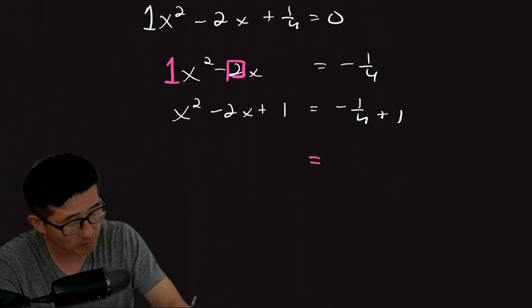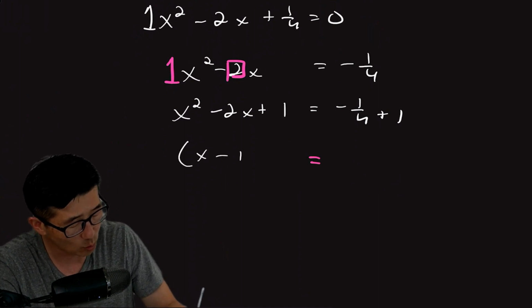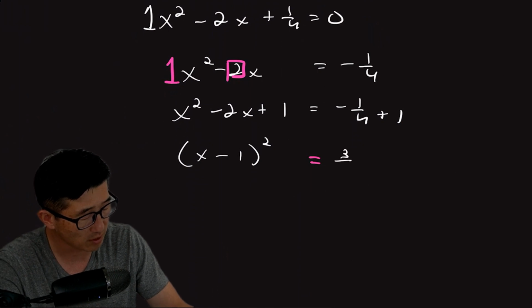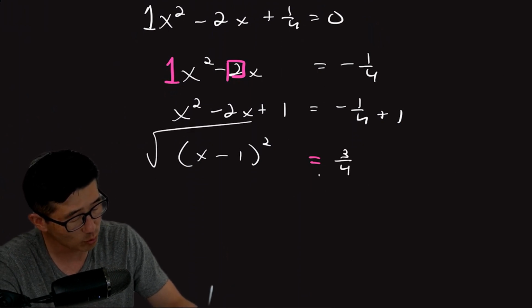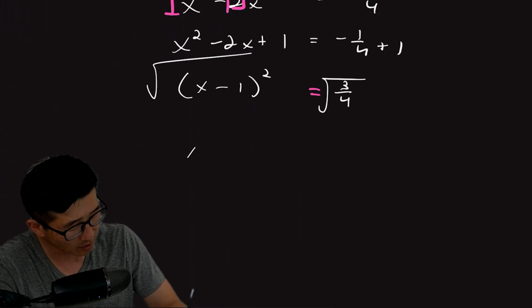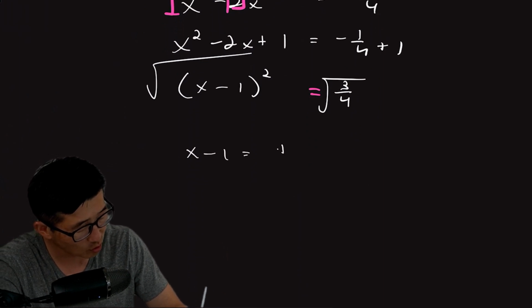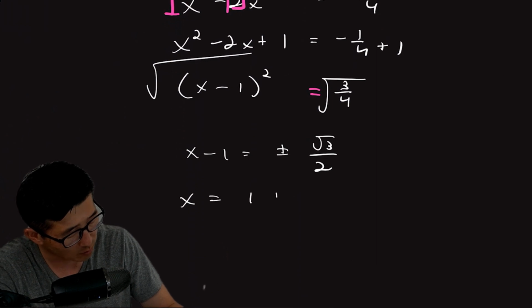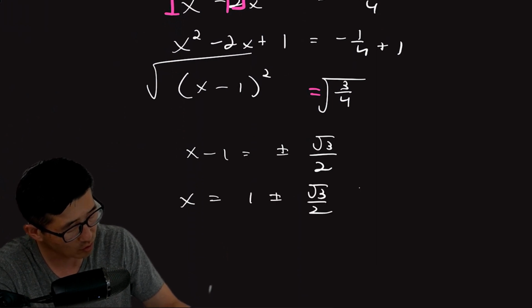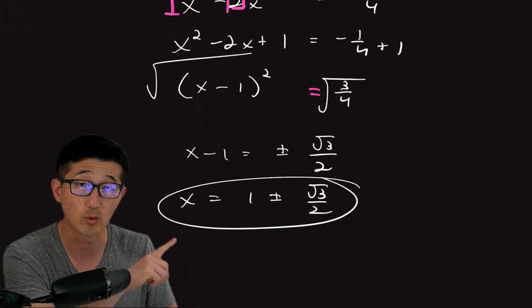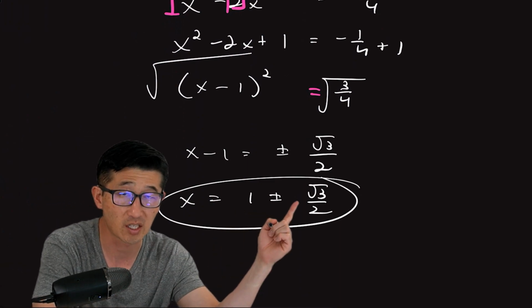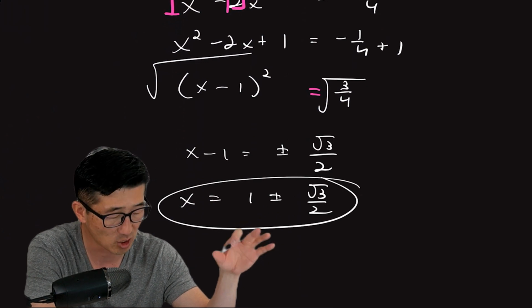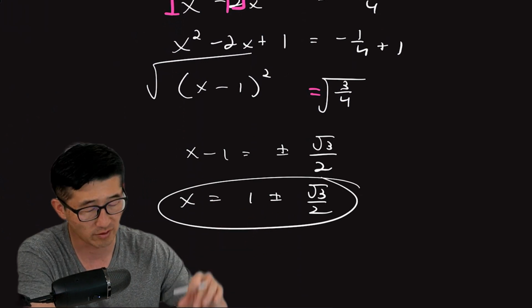So now this will become x minus 1 squared. And negative 1/4 plus 1, that will become 3 what? 3/4. And then you square root both sides, and you get something like this. x minus 1 equals plus or minus square root of 3 over 2. So x is equal to 1 plus or minus radical 3 over 2. And this is your answer. We want to leave it like this because we cannot compute the square root of 3 over 2 by hand. This will either be a decimal approximation, but it's better to leave it like this.